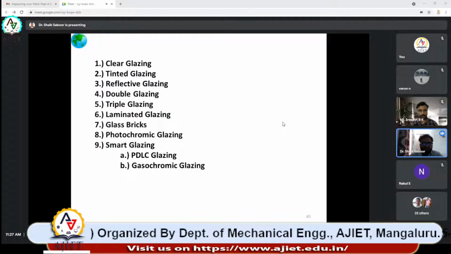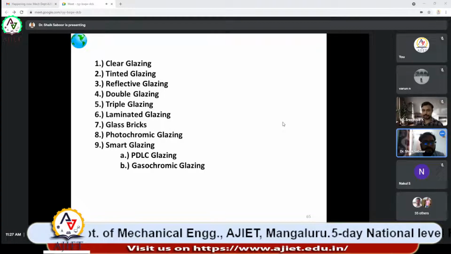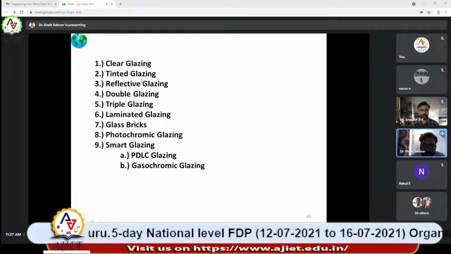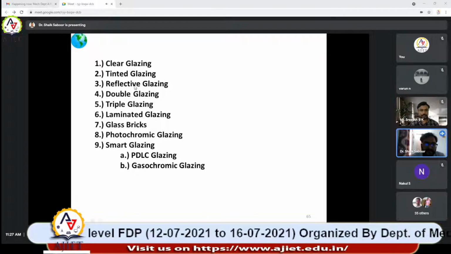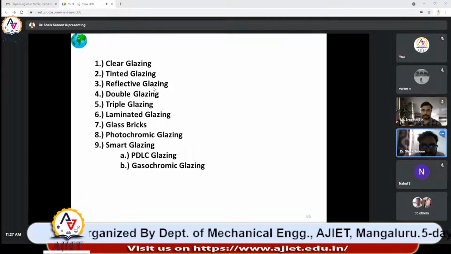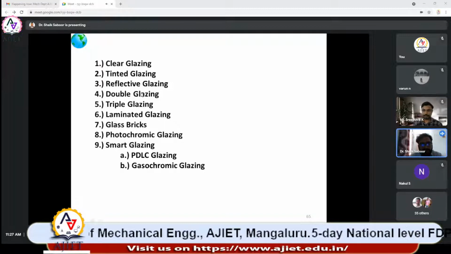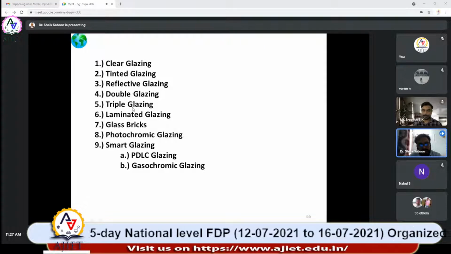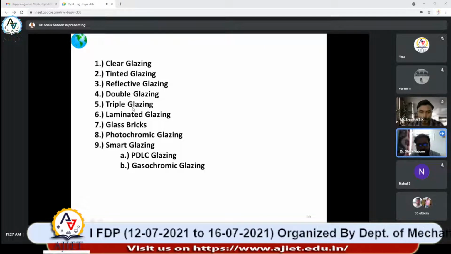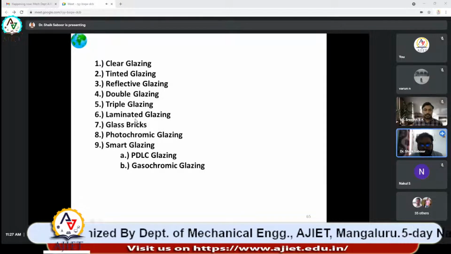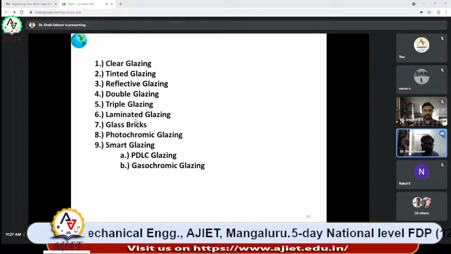We have got so many types of glazings: clear glazing, and tinted glazings, where we use the metal oxide directly in the molten glass. Reflective glazing, where we use reflective coatings on the conventional glazing. Double glazing, where between the two conventional glazings we maintain an air gap. Triple glazing, where between three panes of glazing we maintain the air gap. Laminated glazing, where we have a sandwich layer between the two layers.